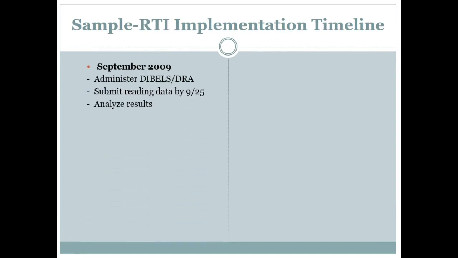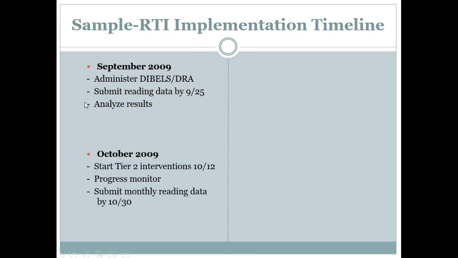Here is a sample RTI implementation timeline that I utilized. So in September, at the start of the school year, we administered DIBELS and the Developmental Reading Assessment, which was a measure of oral reading fluency and comprehension. So these were our screeners. Teachers submitted their reading data to me, and I analyzed the results.